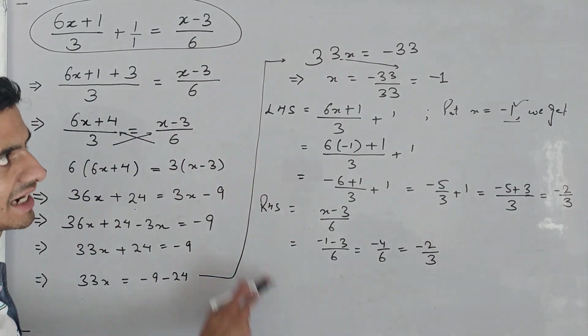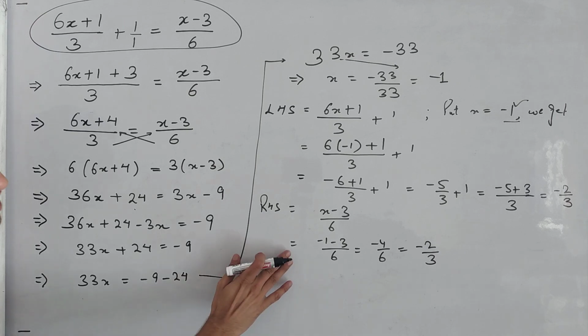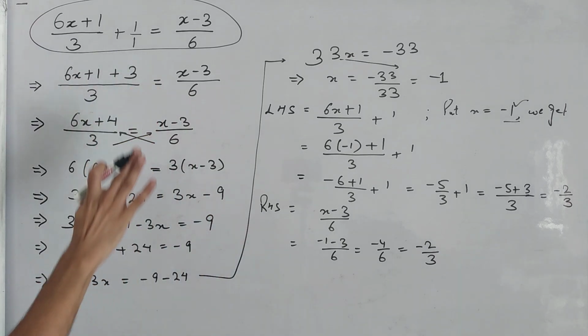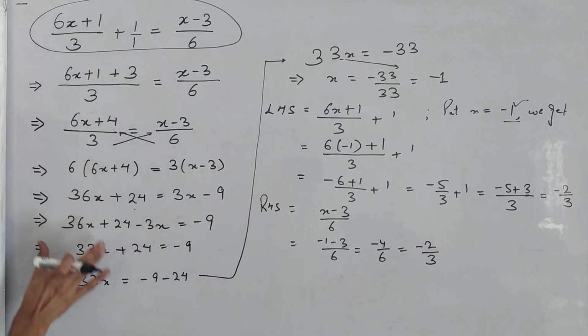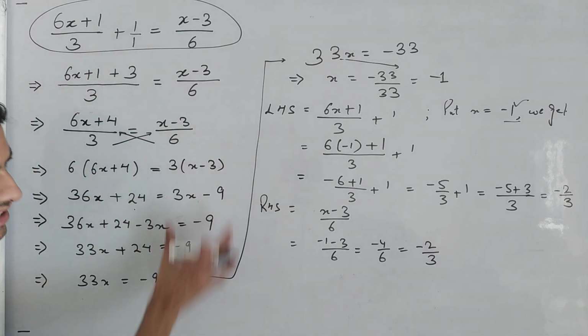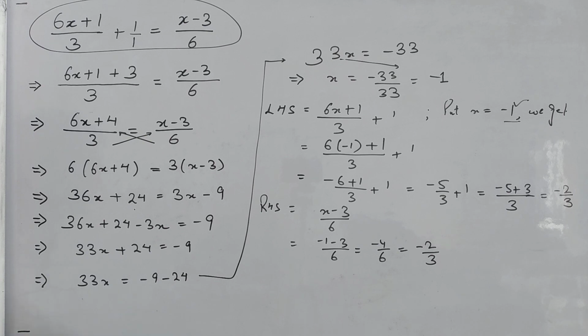So what does it mean? That x equal to minus 1 is the correct answer for this equation. How to solve it? You see, simplify left hand side as much as you can, simplify right hand side as much as you can, and then solve the question. Let us see one more question like this.